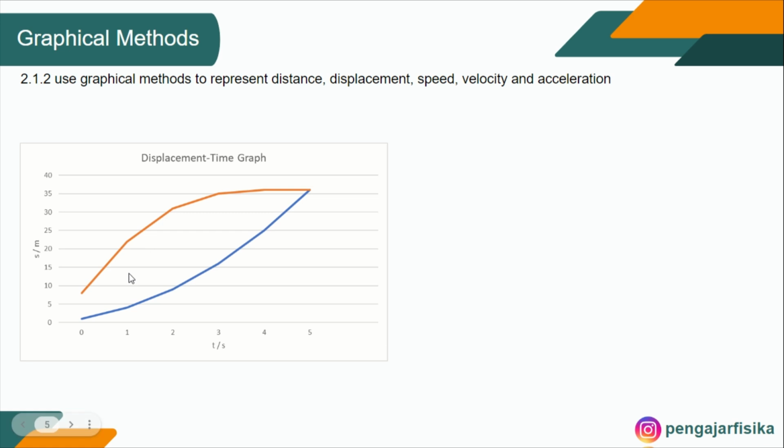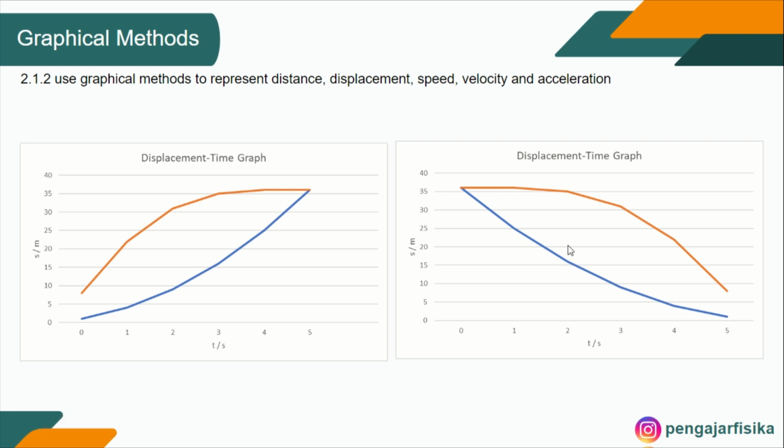But the difference is, for the blue one, as the time increases, the displacement also increases. It shows that the object is accelerating to the right. However, for the orange one, we may conclude that it's going to the right but decelerating. Another example is like this. It's different from the previous one.